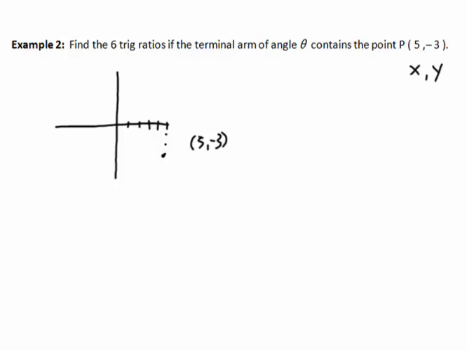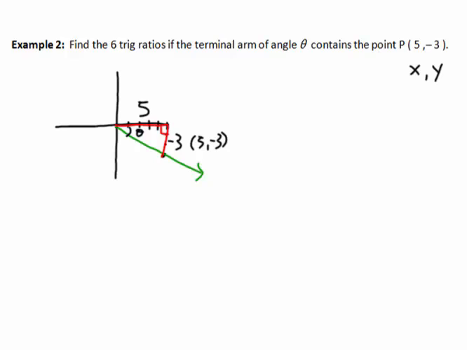Now we have a terminal arm that goes through that point, and it might go further, we don't care. What we are concerned about, though, is the reference triangle. That right-angled acute triangle, because that reference triangle will allow us to write the trig ratios from the reference angle theta. Now the good part about a question like this is that we now know the sides. We've gone 5 in the x and negative 3 in the y.